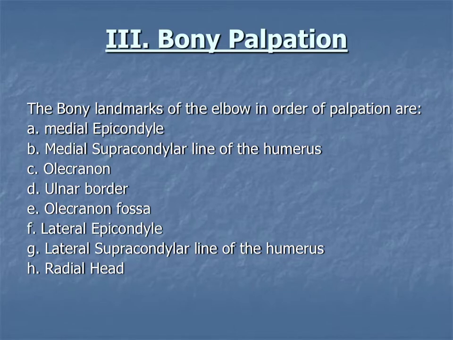Here are a few of the major landmarks you need to know. The medial epicondyle, medial supracondylar line of the humerus, the olecranon, the ulnar border, the olecranon fossa, lateral epicondyle. If there's a lateral, there's always a medial epicondyle also. The lateral supracondylar line of the humerus, and the radial head.